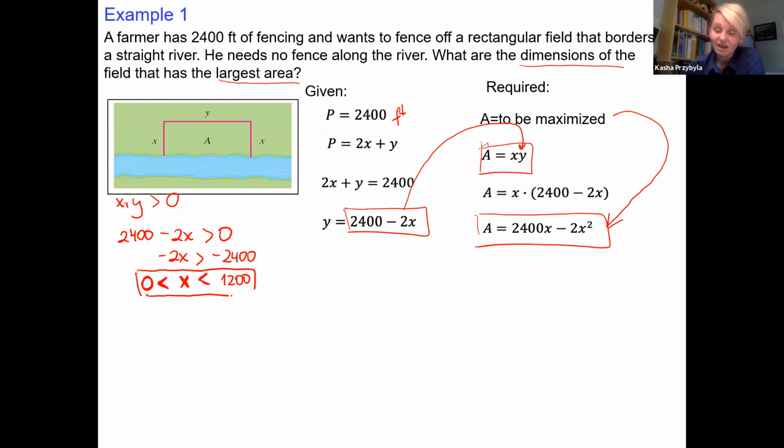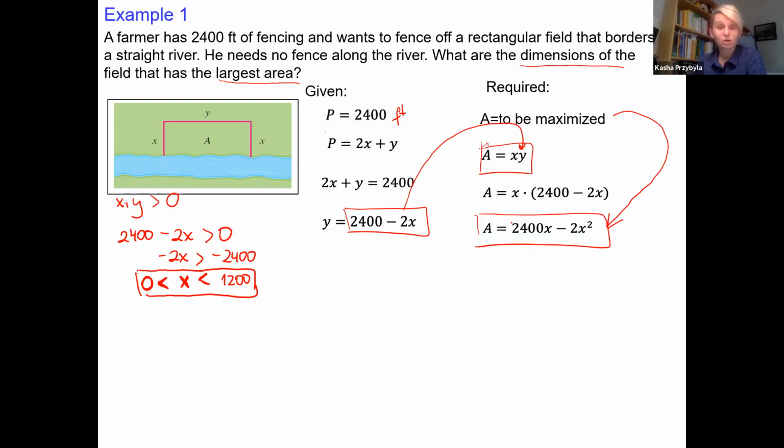But the thing is, I can't really accept 1,200. I can't put equal to, because if x is 1,200, I will have no fence for y. That means it's still open-ended. That means we don't have to test 0, of course, doesn't make sense, and 1,200 also doesn't make sense. That means the only extreme values will happen at the critical point. That's when we have to find the critical points, because we can see no endpoints are in the domain.